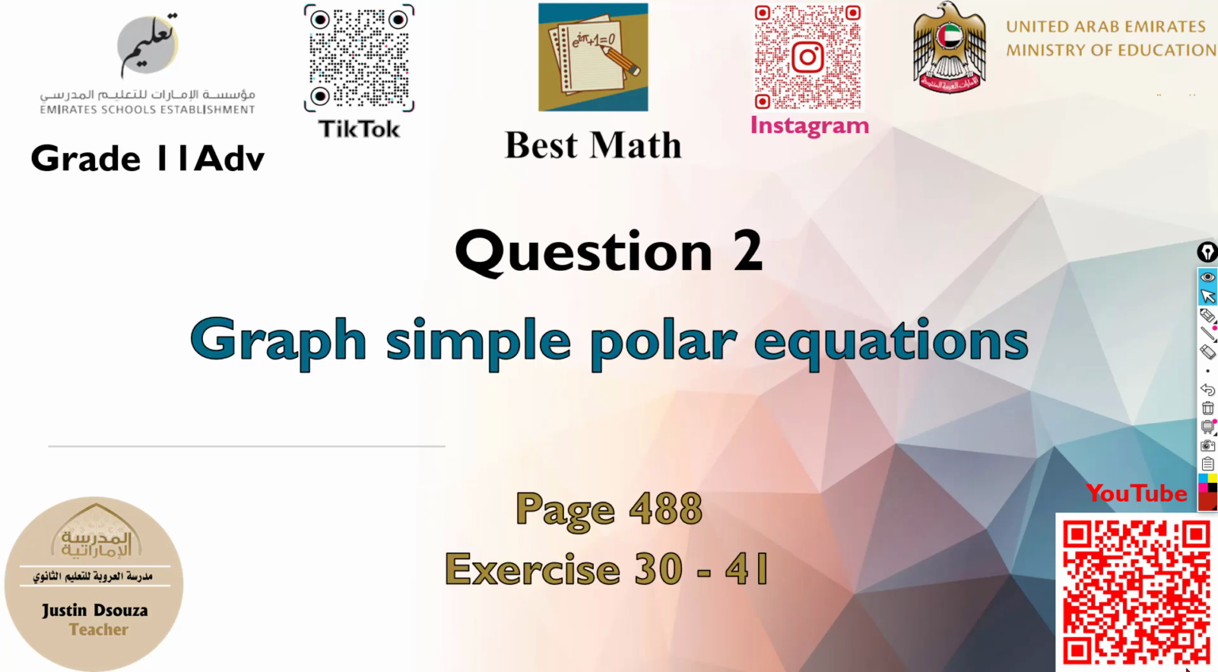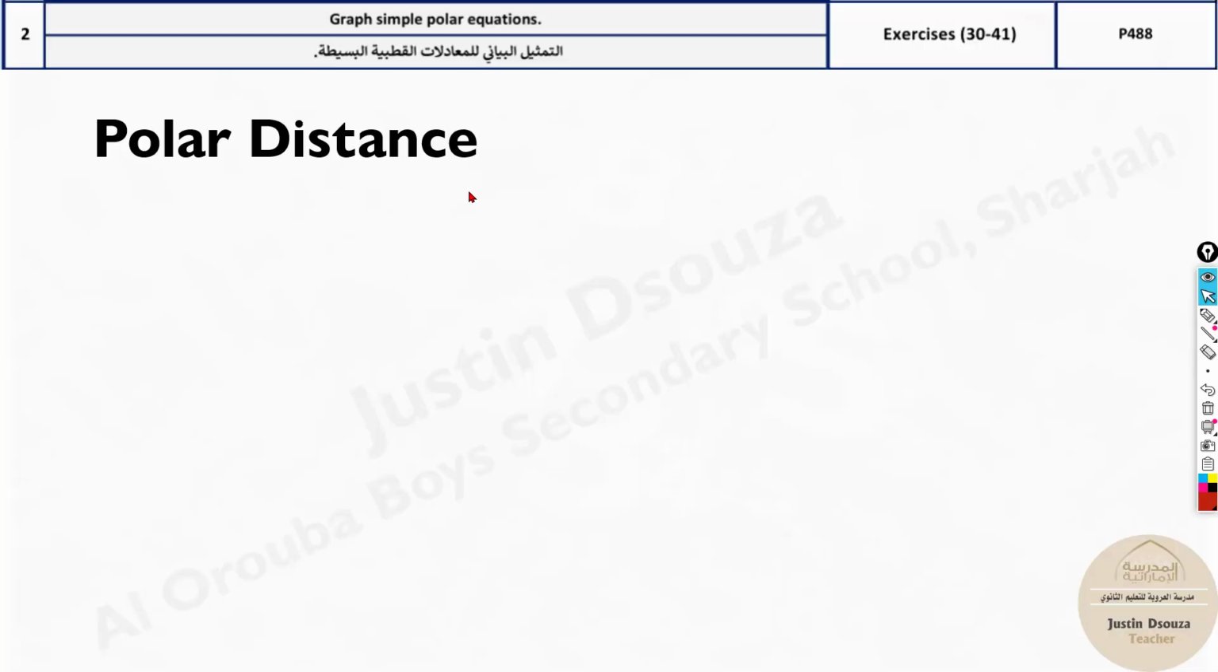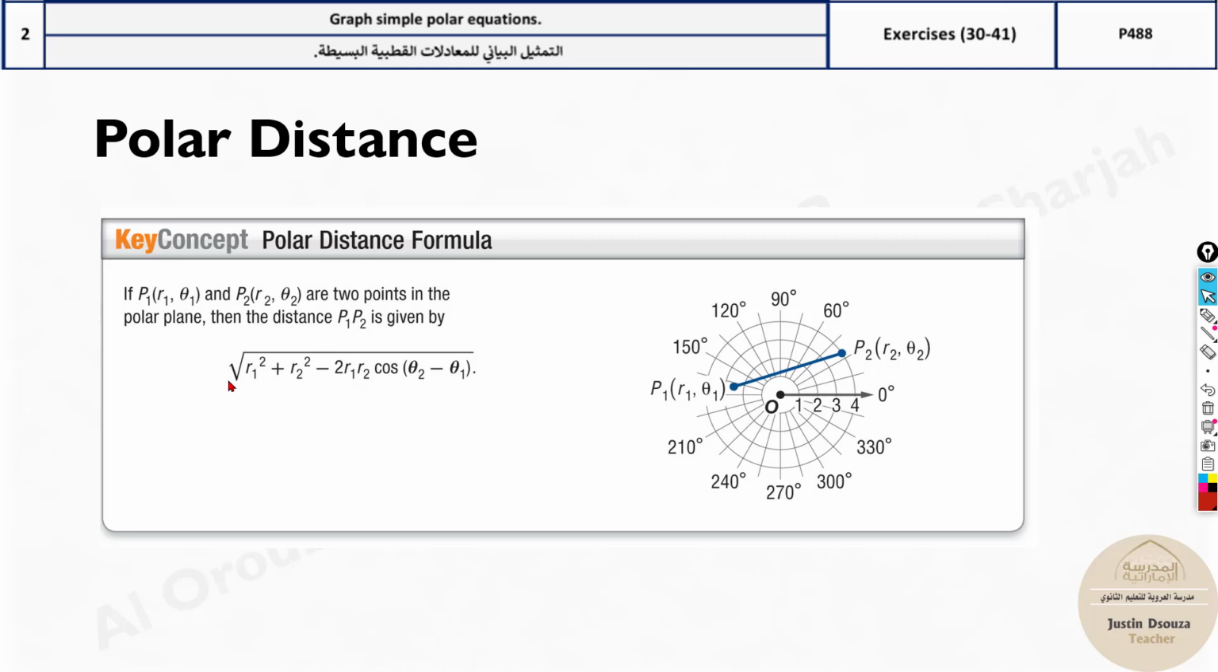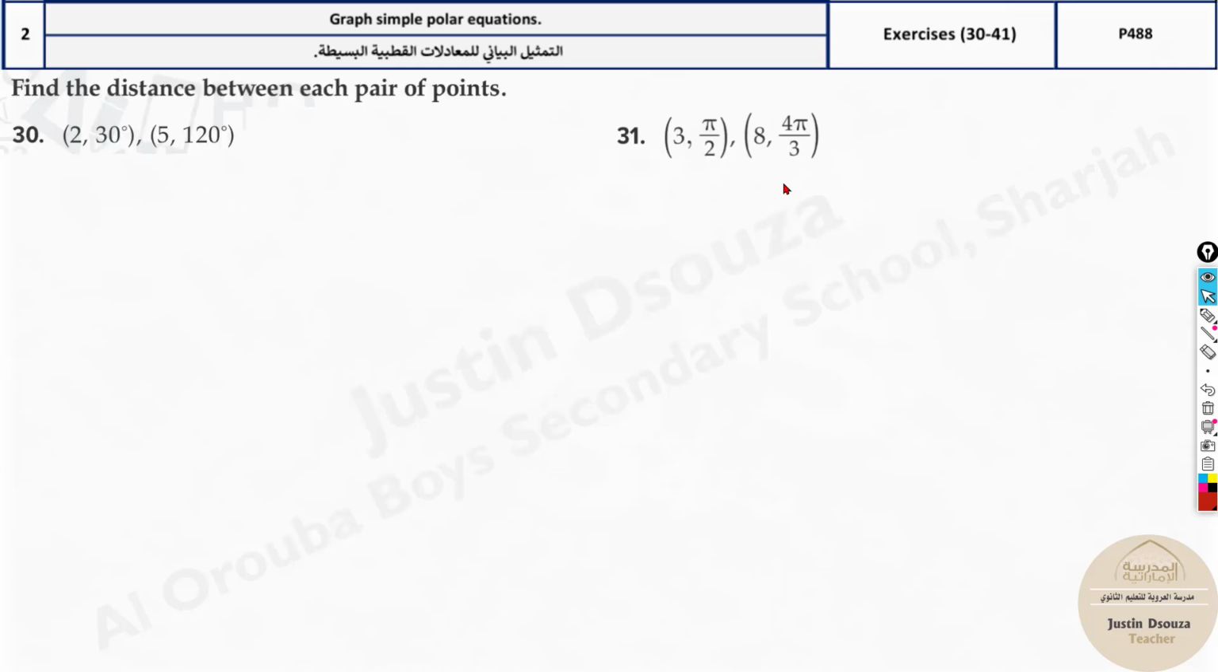The second question is not about graphing simple polar equations at all. It is about polar distance. So they have told exercise 30 to 41. Those problems are solved by the polar distance formula. The formula is very simple. Square root of the radius 1 square. There will be two coordinates, right? The first is radius 1, theta 1, angle 1. The second point will be r2, theta 2. So r1 square plus r2 square minus 2 times r1 r2 cos of theta 2 minus theta 1. This is the formula you need to memorize. Once you know that formula, you can easily substitute and solve.